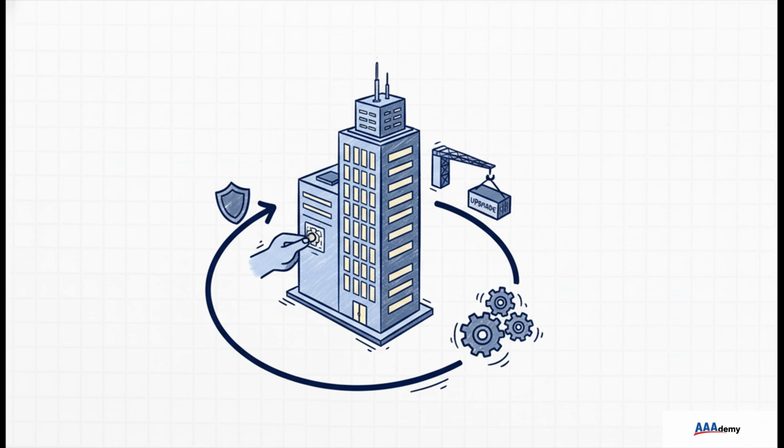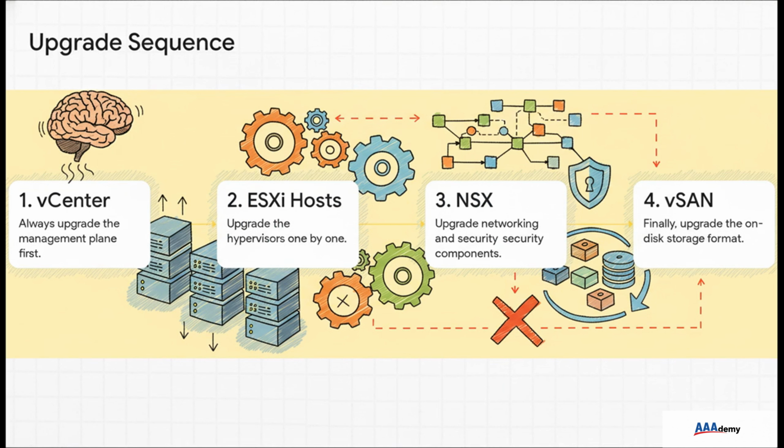You're applying security patches, you're upgrading components to get cool new features, and you're making sure that the entire software-defined stack is working together in perfect harmony. And when it comes to doing major upgrades, the sequence of events is absolutely critical. You always upgrade the management brain, vCenter, first, no exceptions. Then you upgrade your ESXi hosts, then any integrated platforms like NSX, and finally the on-disk format for storage systems like vSAN. The dependencies between these components are so tight that doing this out of order isn't just a bad idea, it's a recipe for a full cluster outage.